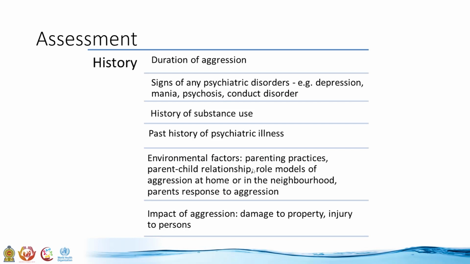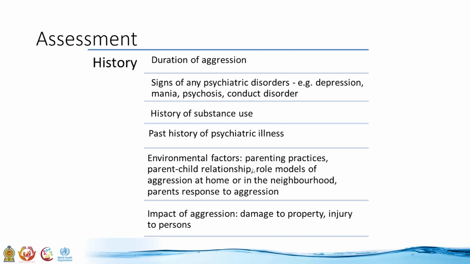The assessment of an adolescent presenting with aggression requires a detailed history. Features suggestive of underlying psychiatric disorders such as depression, mania, or psychosis should be looked for. Past history of any psychiatric disorders and possible substance use should be asked. The degree of aggression should be assessed. For example, does the child become violent and assault people or destroy property when he is aggressive? Has his aggression resulted in any person sustaining injuries? How the parents react when he behaves aggressively should also be found out.